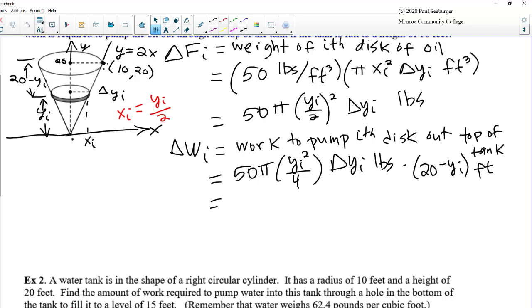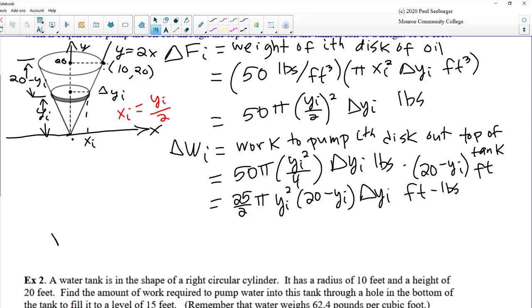Okay, so I suppose we could simplify that a little bit. We've got 50 over 4, so that really could be written as 25 over 2 pi y sub i squared times 20 minus y sub i. We'll insert that there, delta y sub i, and then the units, we're left with our foot-pounds. Keeping those units in there really makes it easy to see what we're coming up with. Really, these aren't hard because they make sense if you work through them like this.